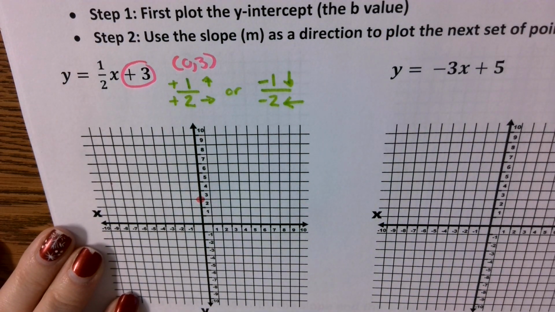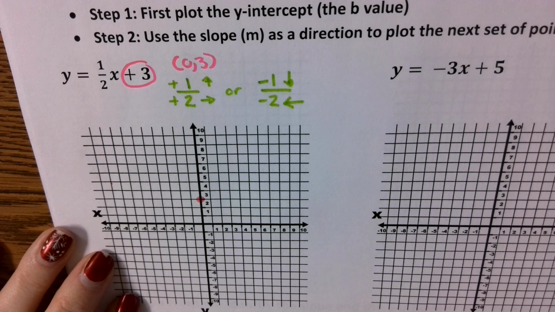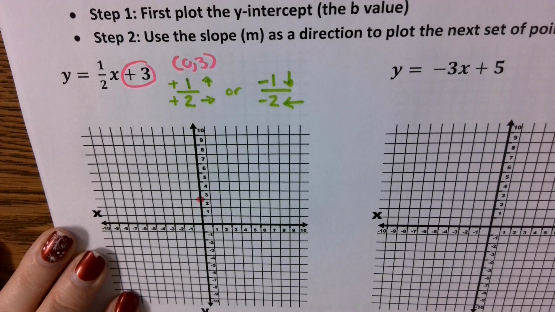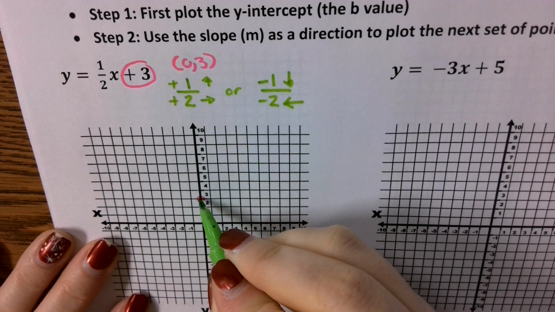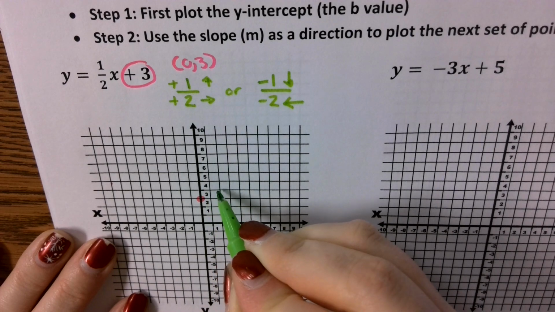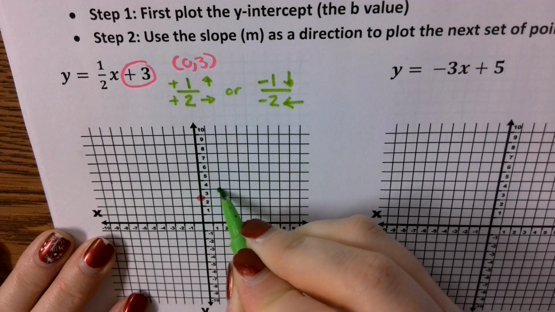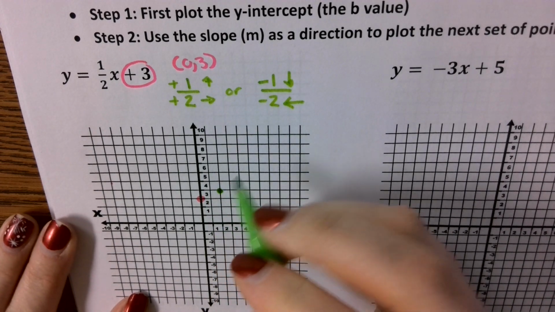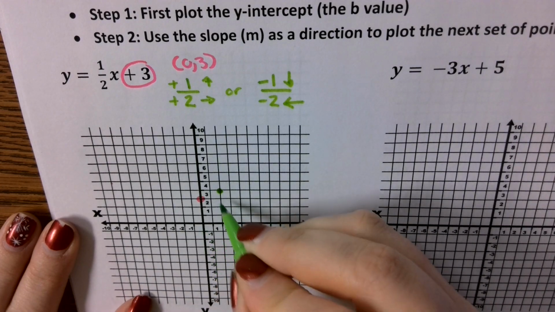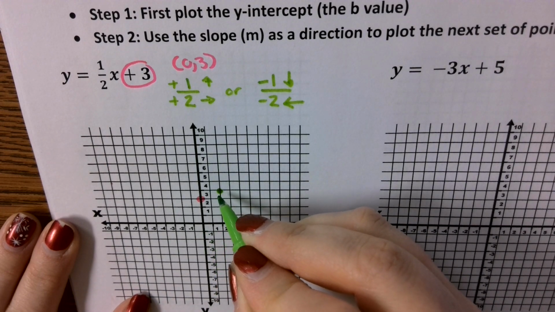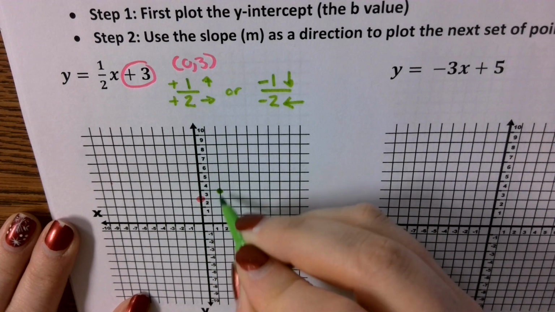Okay, those are opposite directions, but they're going to still align up. If you're graphing and it's not creating a straight line, did you do it correctly? No. So let's take a look first. We're going to go up 1 to the right 2. That would plot us at the point positive 2, positive 4.